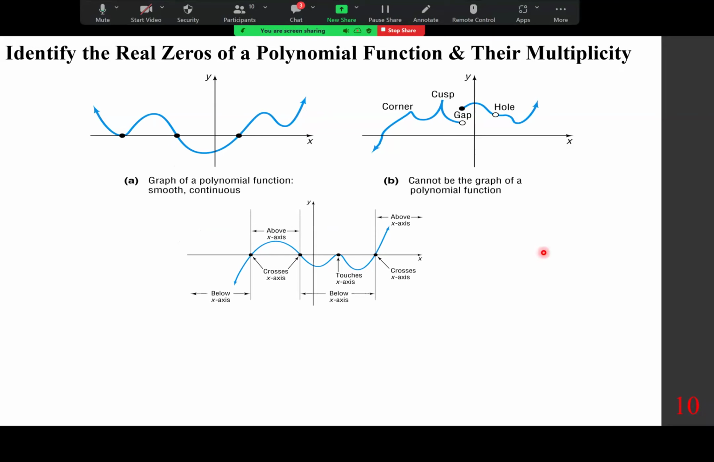So here's the graph of a polynomial function. Of course, everything here is below the x-axis. Everything there is above the x-axis. This is where the function crosses the x-axis, which means this intercept, for example, whatever this number is, x minus this number to the power of n, that must be odd, whereas this one must be even because it can't cross. It crosses here, it crosses here too.